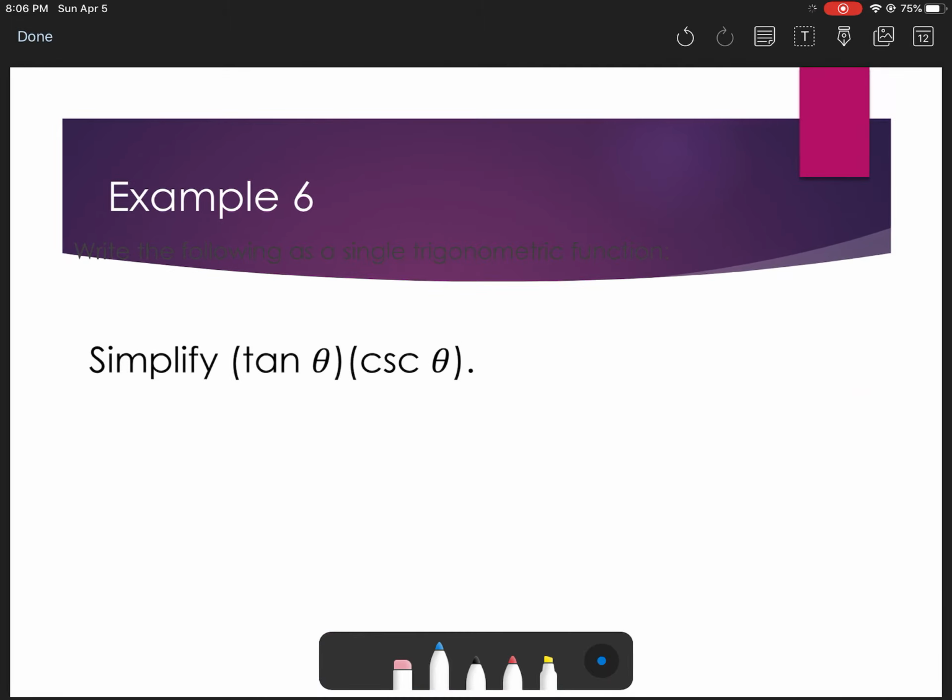Okay, number 6. Tangent of theta times cosecant. We're going to rewrite this as sine over cosine. Cosecant is going to be written as 1 over sine. Can cancel out the sines. I'm left with 1 over cosine of theta, which is the same as secant of theta.